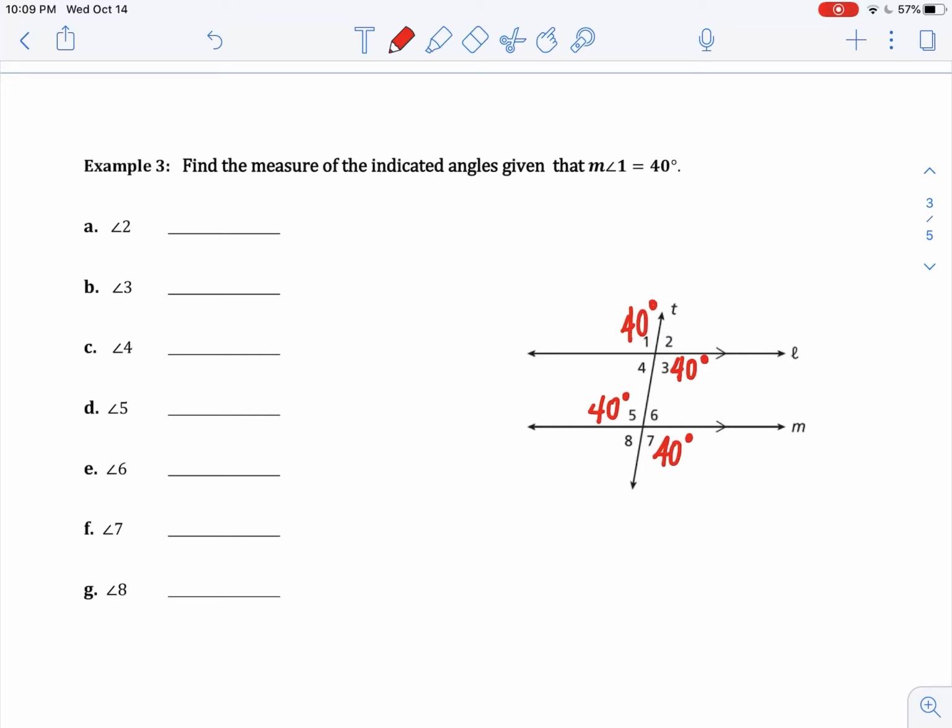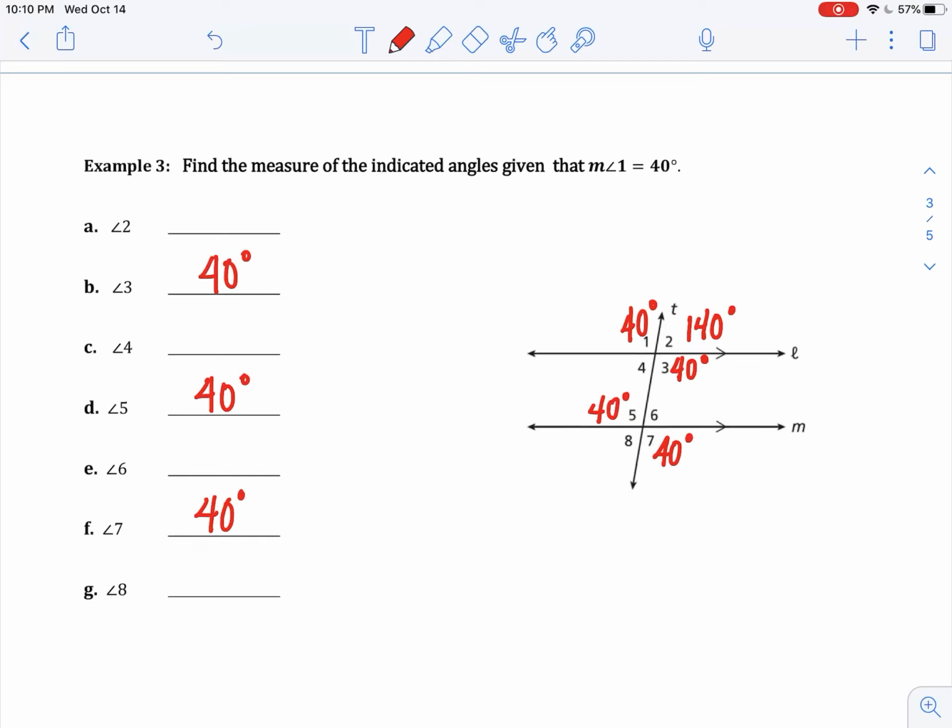So just by knowing that 40, we also know that angle 3 is 40 degrees. We know that angle 5 is 40 degrees. We know that angle 7 is 40 degrees. And we already know almost half of what we need to know. Now the other angles are going to either be linear pairs or same side interiors. And so they're going to add to 180. So angle 2 and angle 1 are a linear pair. So 180 minus 40 gives you 140.